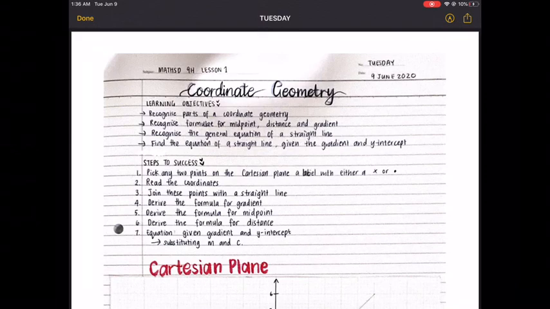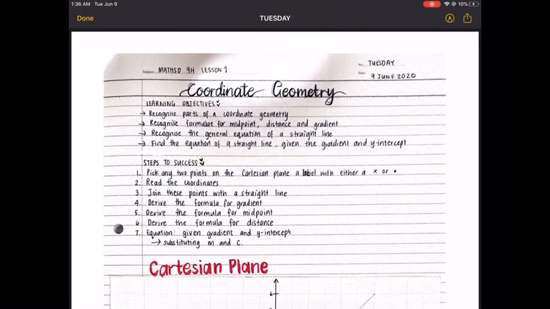By the end of the lesson, you should be able to recognize parts of a coordinate geometry, recognize formula for midpoint, for distance and gradient, recognize the general equation of a straight line, which is y equals mx plus c, and find the equation of a straight line given the gradient and y-intercept.